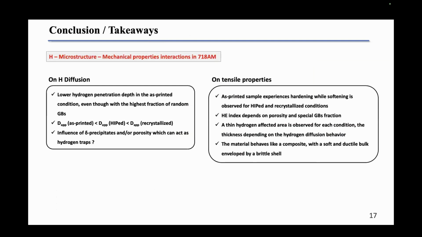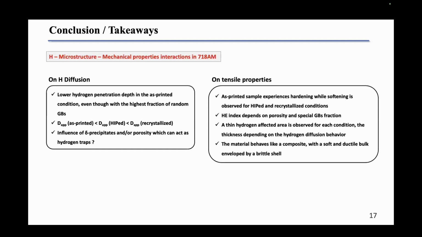So to conclude on this study, we saw that on the hydrogen diffusion behavior, for the as-printed condition, we have a lower hydrogen penetration depth, even though this condition has the highest fraction of random grain boundaries. So we can wonder if there is any influence of delta phase or porosity on the hydrogen behavior.